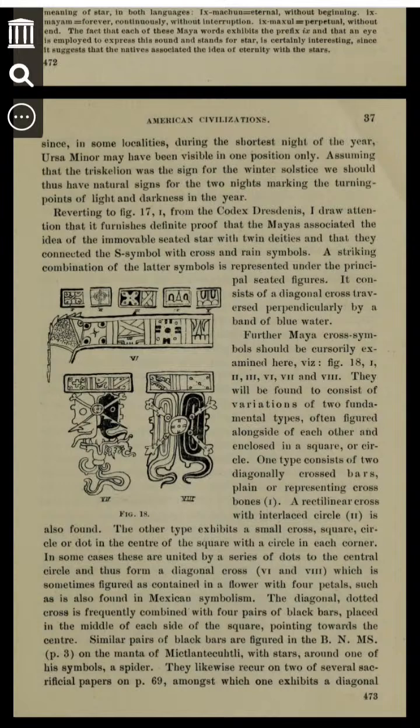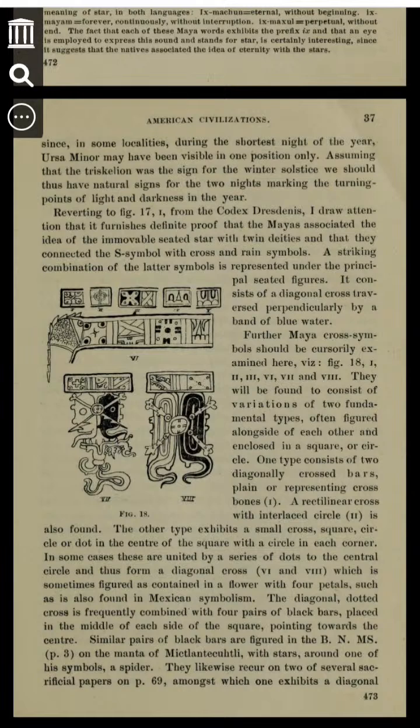Reverting to figure 17 from the Codex Dresdensis, I draw attention that it furnishes definite proof that the Mayans associated the idea of an immovable seated star with twin deities, and they connected the S symbol with the cross and rain symbols. A striking combination of the latter symbols is represented under the principal seated figures. It consists of a diagonal cross traversed perpendicularly by a band of blue water.